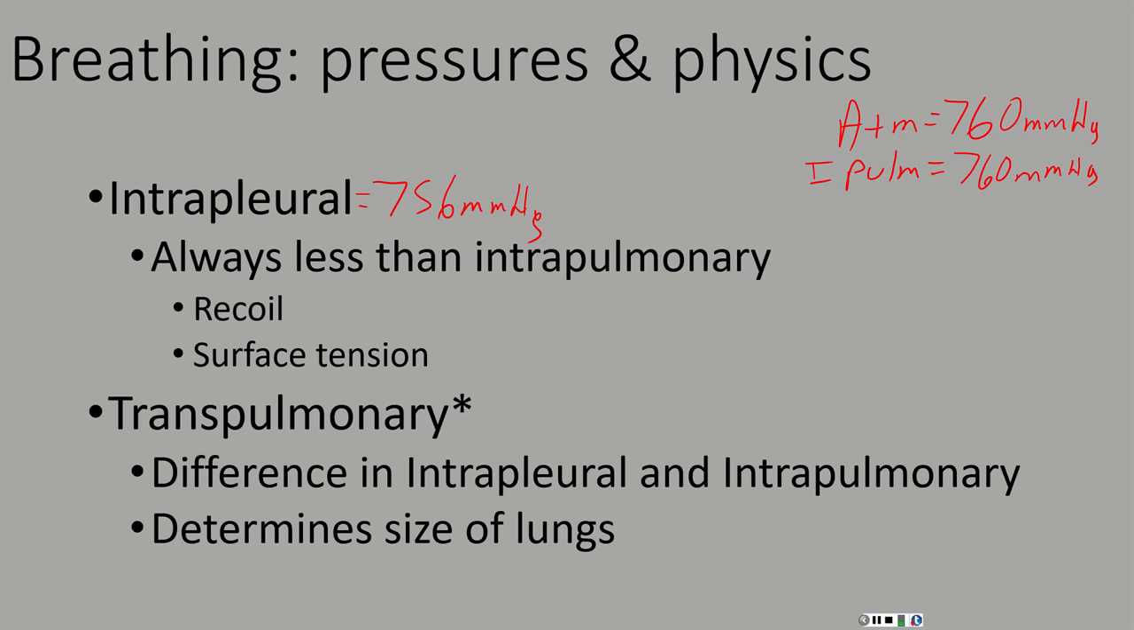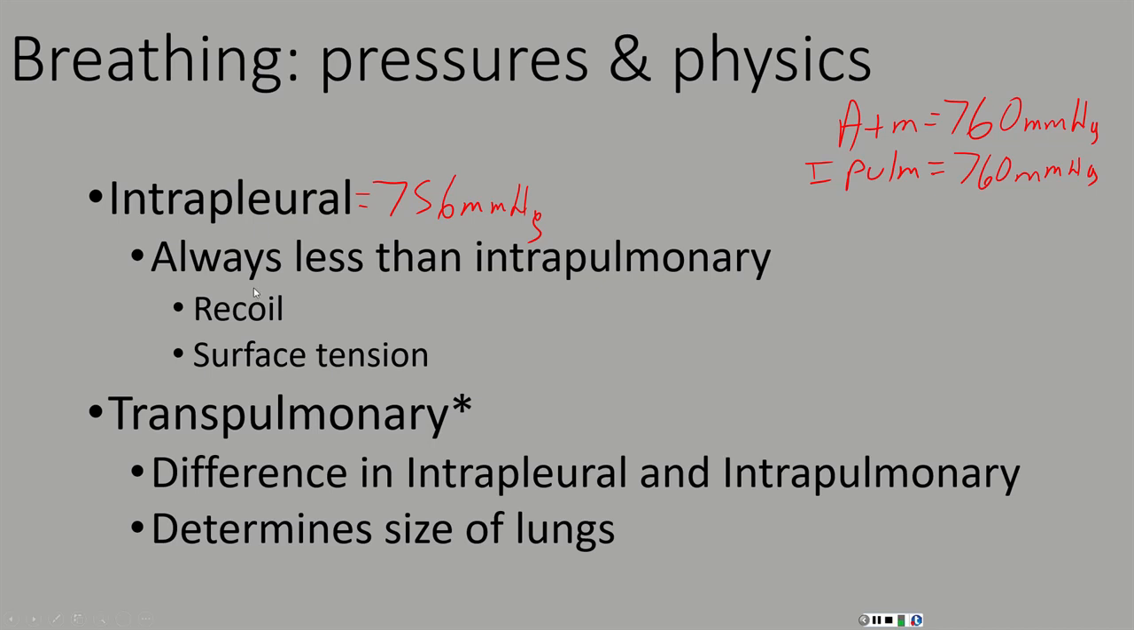Now, because of that recoil, that elasticity, and because of the surface tension, the lungs are constantly pulling downward, and that creates a little bit of a vacuum in that cavity. And that's why the intrapleural pressure is always a little less than the intrapulmonary pressure.